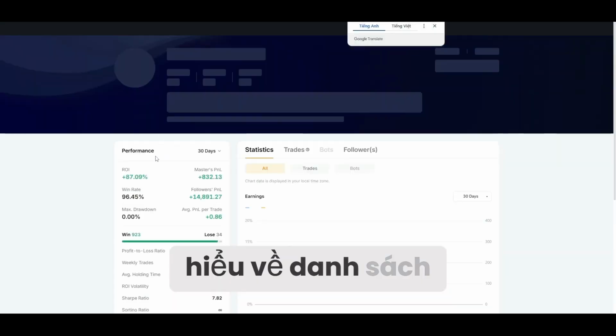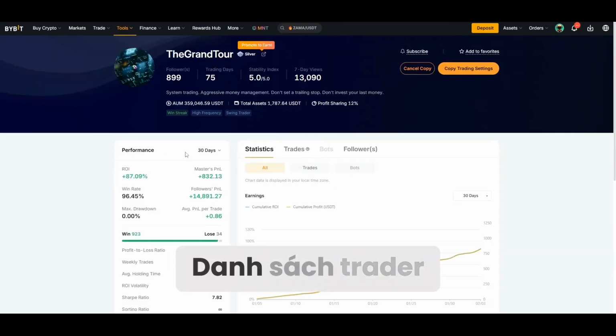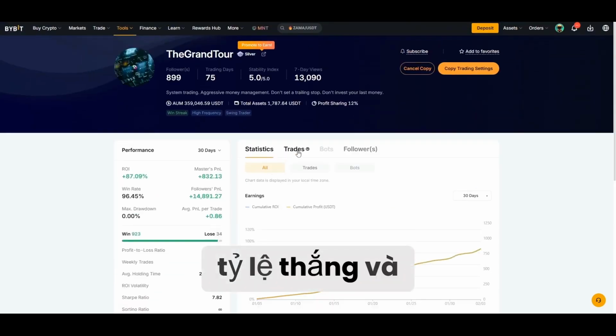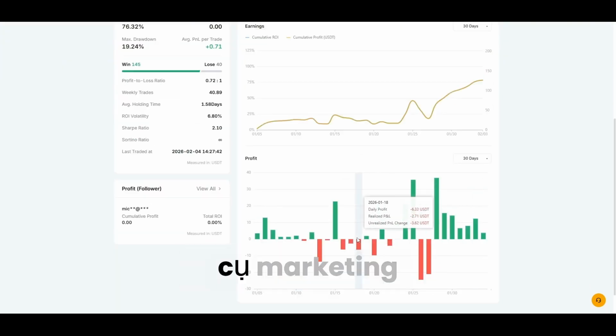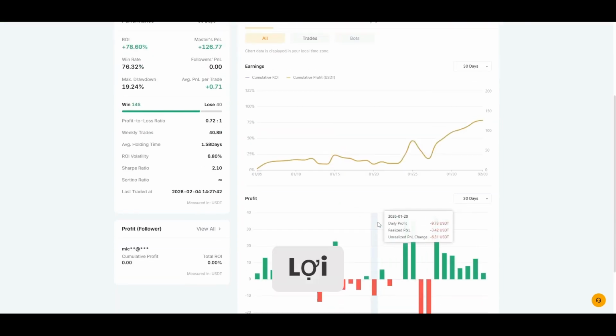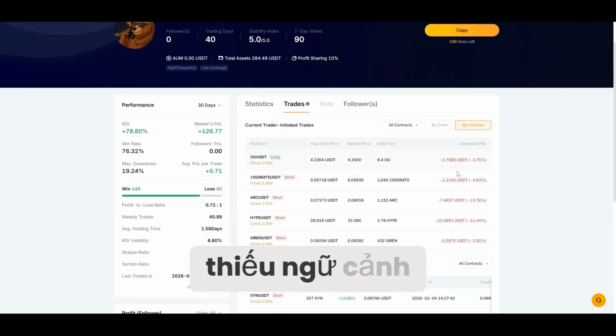Step 2. Understanding trader lists. The trader list shows performance statistics such as total profit, win rate, and drawdown. These numbers are not marketing tools, they are warning signs if you know how to read them. Profit alone means nothing without context.